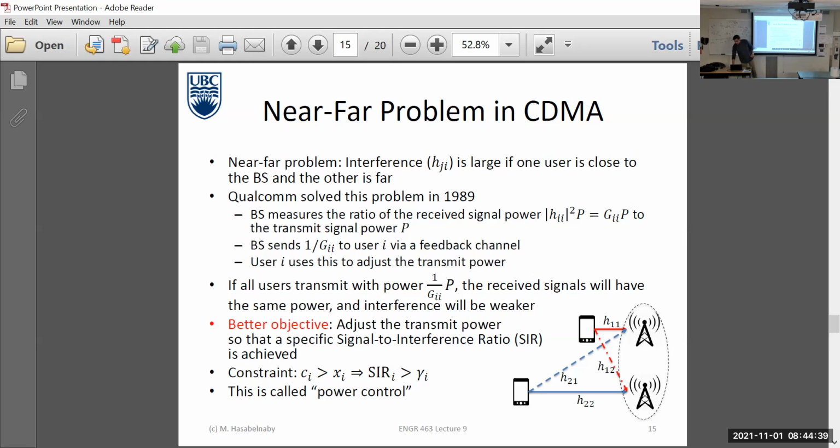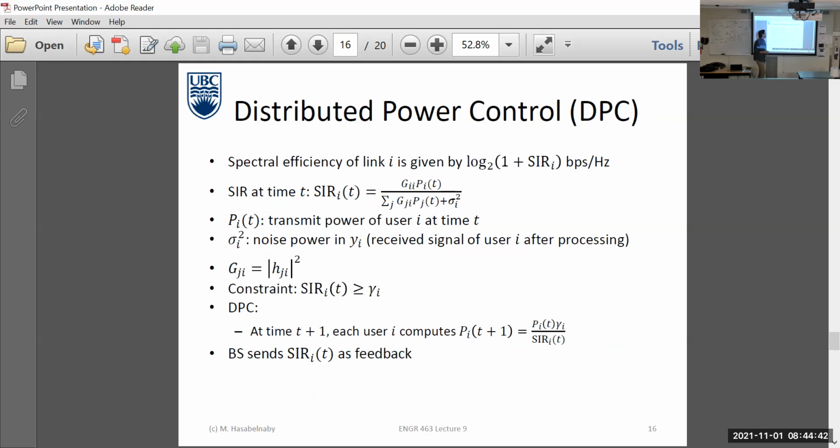This technique is called distributed power control. In distributed power control, we want each user to achieve a certain SINR value. So Duncan will achieve SINR1, which will be different from my SINR, which will be different from the SINR of Even, and so on. For sure, each user has its own signal to interference noise ratio.